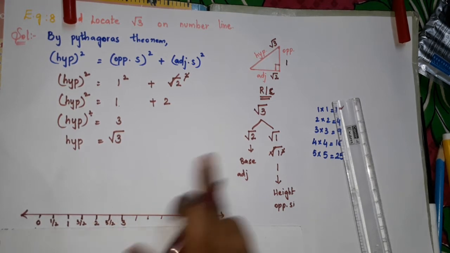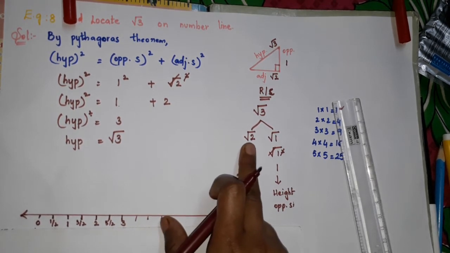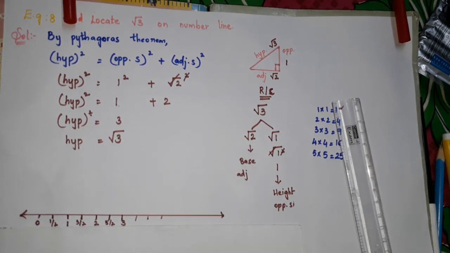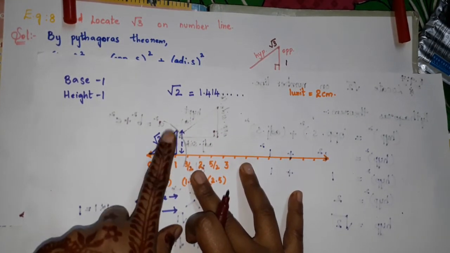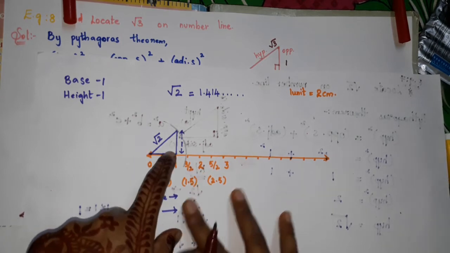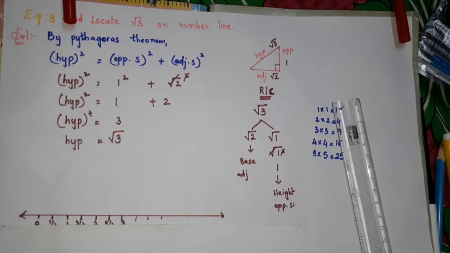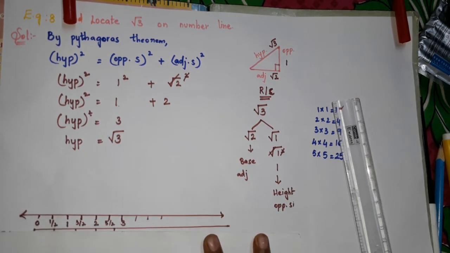Now they are saying the base is what? Root 2. So first we have to take the first process. Just now we have done this, no? Yes, first root 2. We have to take root 2 first. Children, just now we have done this. So first we are going to draw root 2.